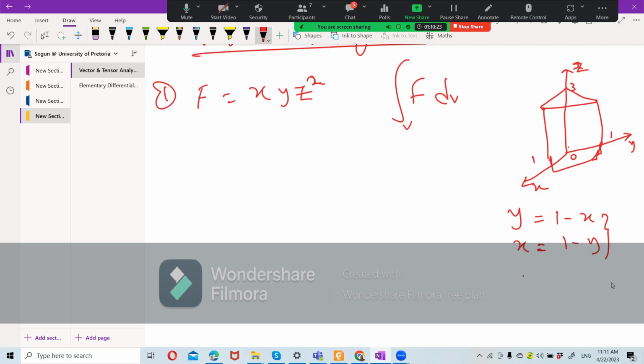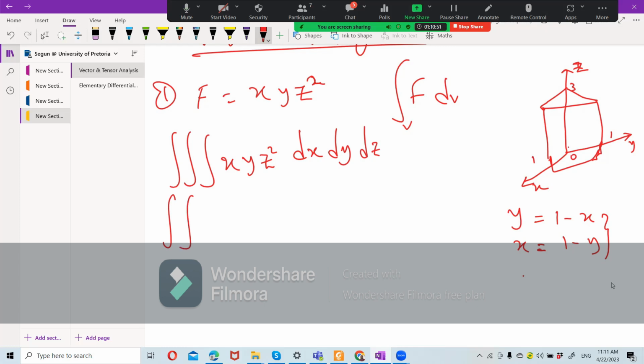I will explain along the line. We'll come back to this integration. So the integral we have here is a volume integral that says x, y, z squared dx dy dz. It simply means you are going to integrate the x first, the y follows, and the z follows. So it's going to be the integral of z, integral of y, then integral of x, from 0 to 1 minus y.